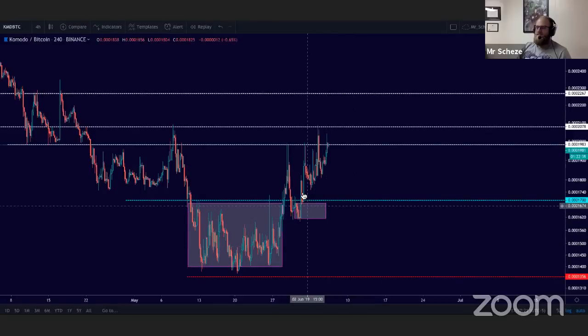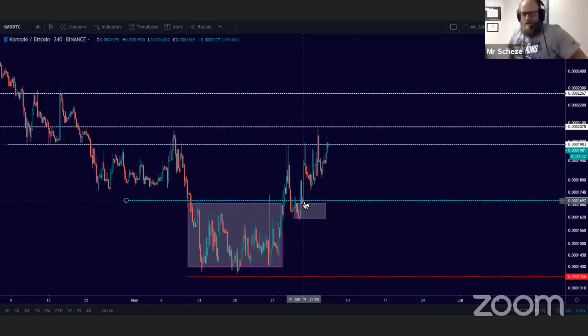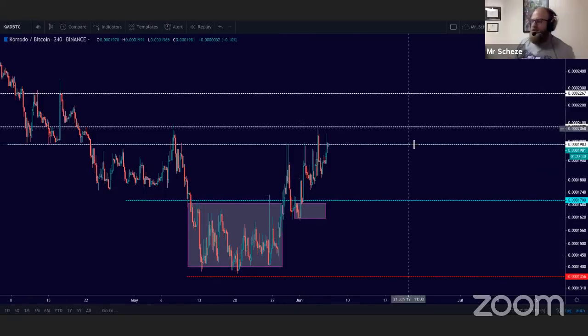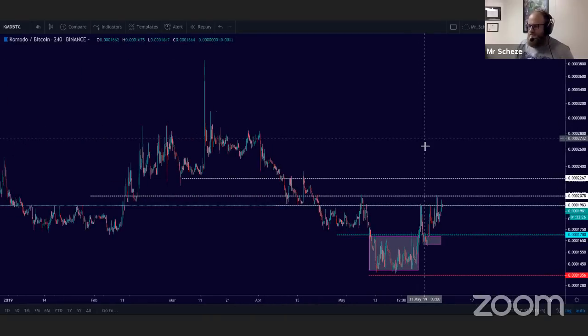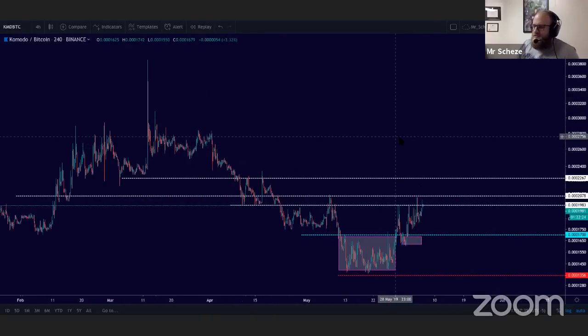This is what I was looking at here. We closed above this, came back down here to test, and I said, I'm going to put a KMD call out. Missed it. The white lines were my targets. And again, this is just simple: support becomes resistance, resistance becomes support.